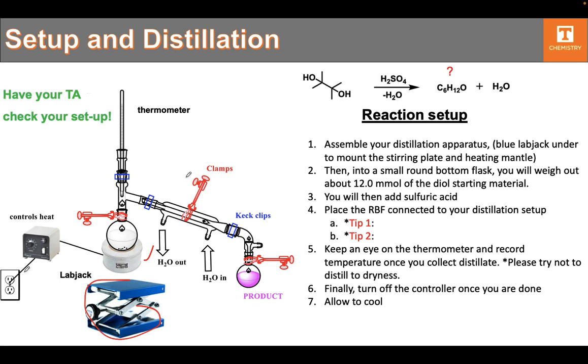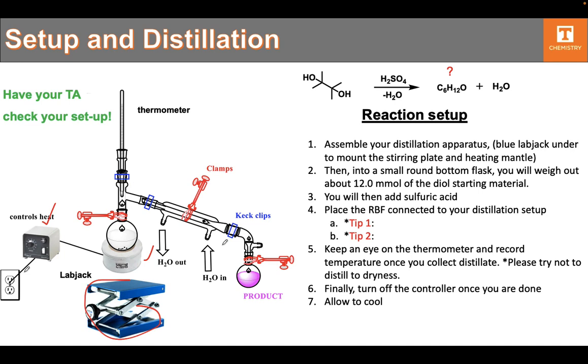Tip number 1 is to always ask your TA and make sure that you ask them to check your setup before you proceed to start heating. Tip number 2, you want to turn on the stirring plate, but you don't want to turn on the heat on the stirring plate. Instead, you want to use the variable controller, and then you can ask your TA the setting at which to set the percentage.